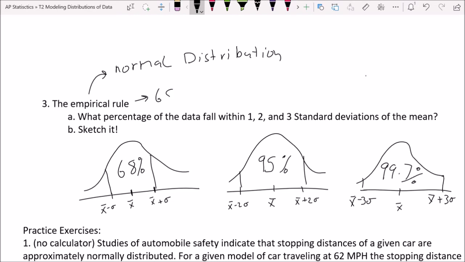The empirical rule is 68, 95, 99.7. Okay, that's a shortcut to remember how much of our data on a normal distribution fall within 1, 2, and 3 standard deviations of the mean. Let's try then to apply this to solve a question or to answer a question.